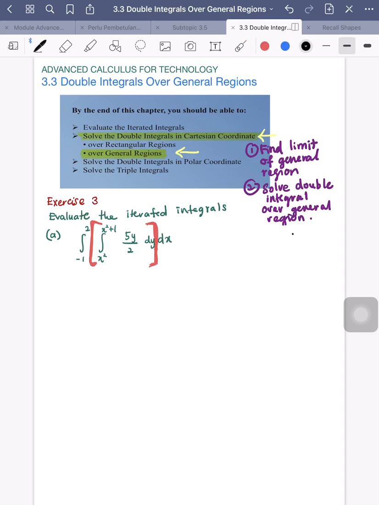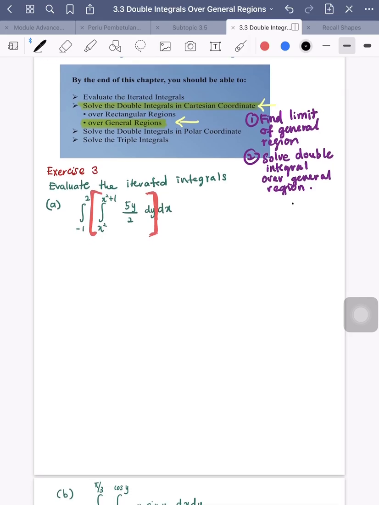So exercise 3. Don't forget that when you want to solve double integral, integrate the inside first, then outside. To confirm, this is double integral over general region. See, there is a variable here and a constant here. So this is a general region.